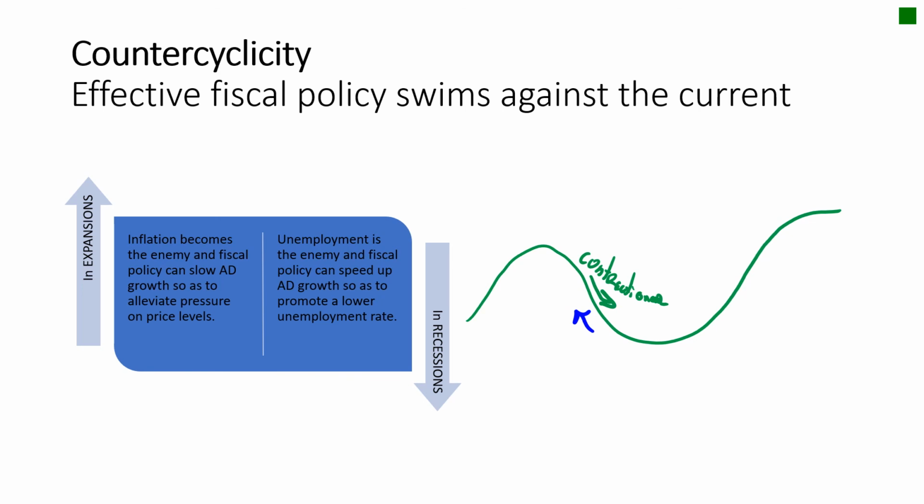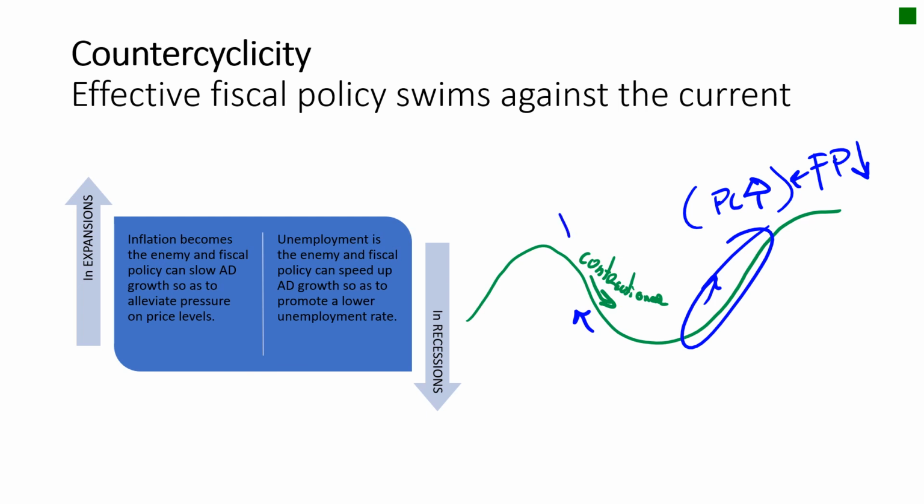So in expansionary periods, though, inflation becomes an enemy, right? So if we're in an expansionary period characterized here, we know that price levels should be increasing. So fiscal policy can be used to try and mitigate some of those issues. And then in a contractionary period, we know that unemployment is the main issue. And so we can use fiscal policy here, so expansionary fiscal policy, to attempt to mitigate the issues that are characterized here.